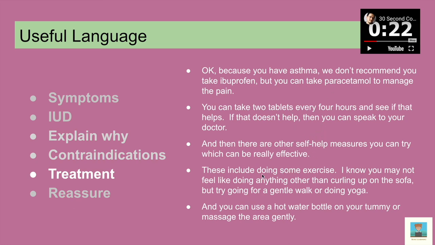You're explaining the exercises and also empathizing, because when you have period pain, sometimes you don't really want to be doing anything. Curling up on the sofa is just kind of hugging yourself and staying on the sofa where you feel cozy. But try and do some gentle exercise like a walk or yoga. And then you're adding something, and then you can use a hot water bottle. And tummy, of course, is an informal way of talking about that area.